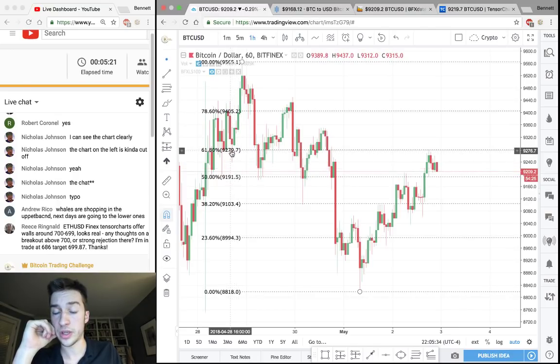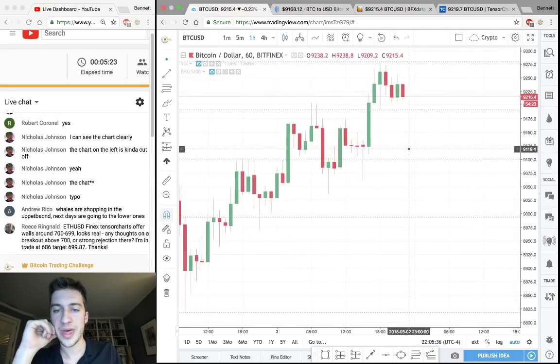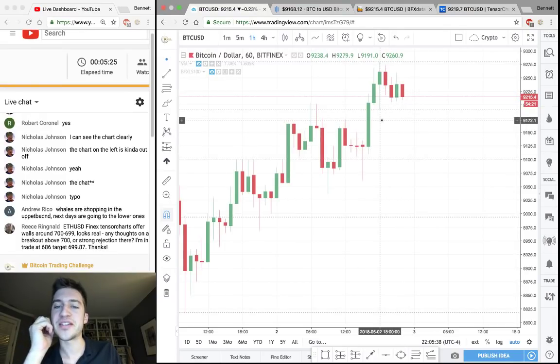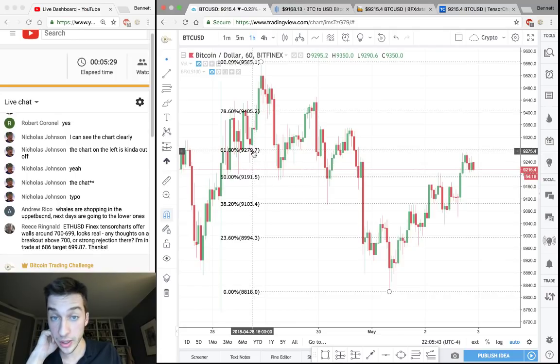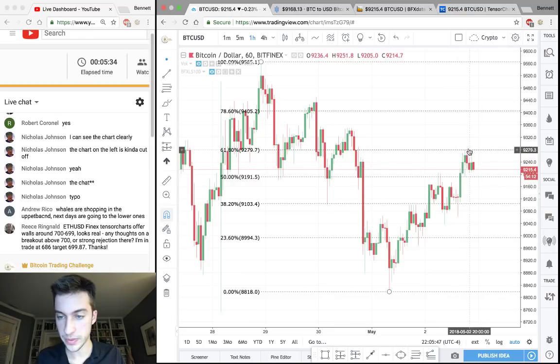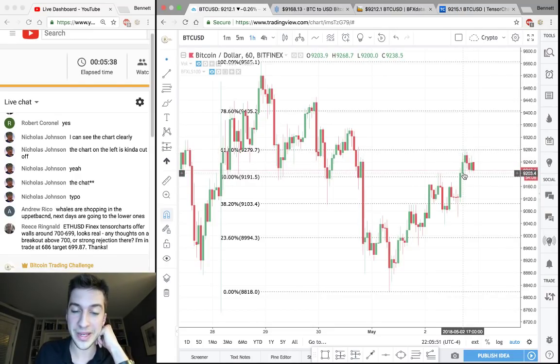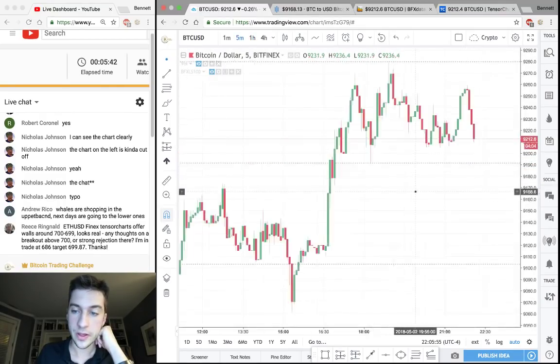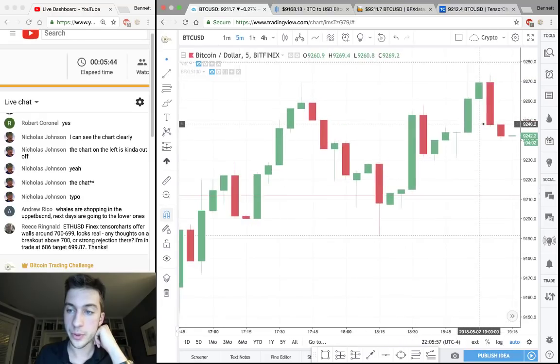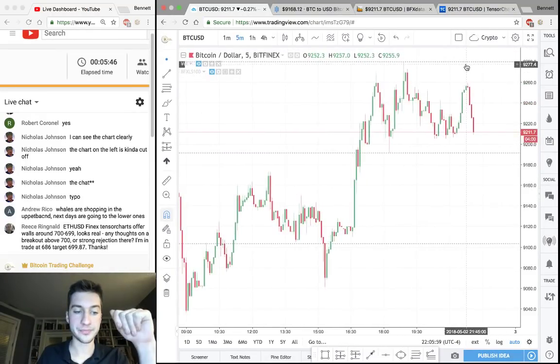6279.7 is the 61.8 Fibonacci retracement. If we go to the high here, the high was 9279.9. So the high was 20 cents above the 61.8 Fibonacci retracement up here. That's just the power of Fibonacci, to be honest. It had a perfect touch here, as you can see, and then price went lower.